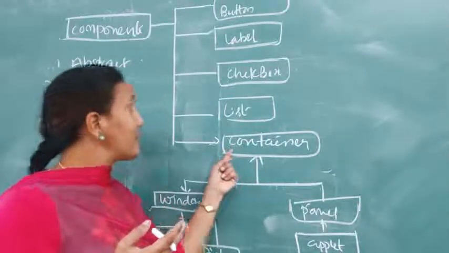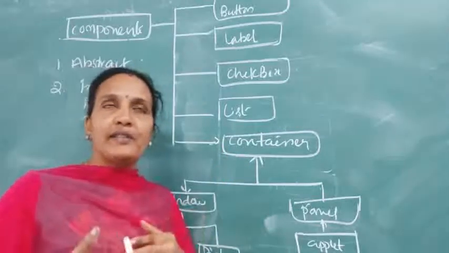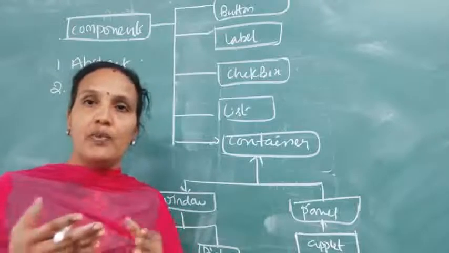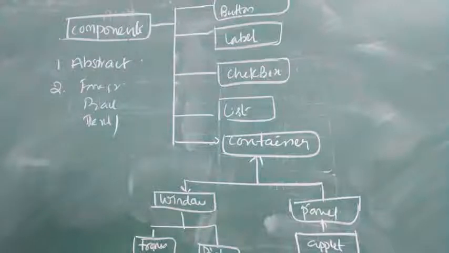Actually it is a subclass of the component and it keeps track of what components are added, what components are included. So this container class contains information about the components like buttons, checkboxes, text field, and different components. Whatever you have added on the screen, that information is stored by the container. It contains complete information about the components which are included on the screen.